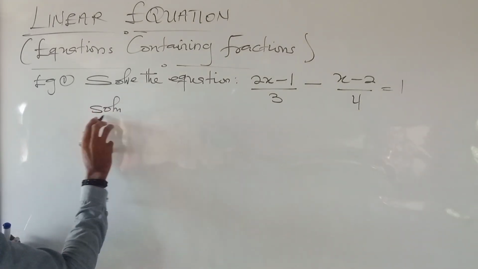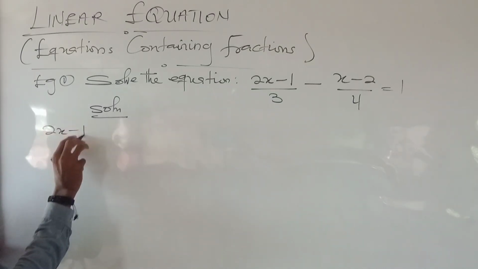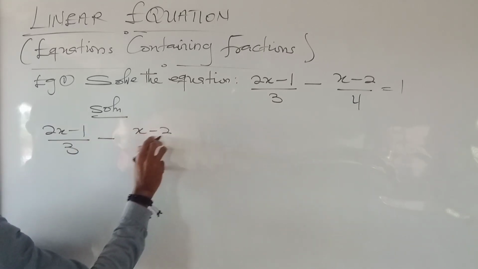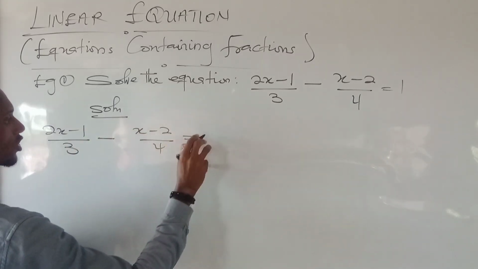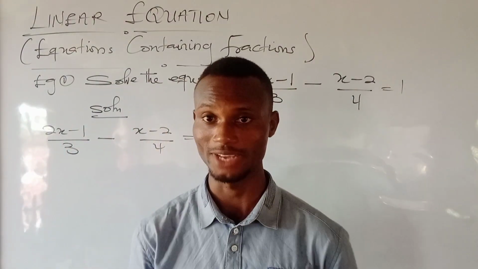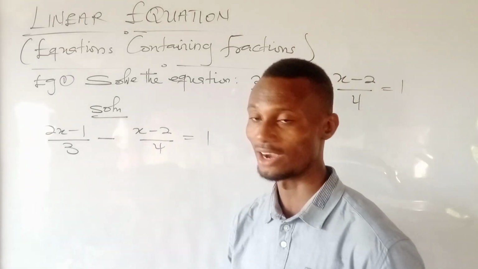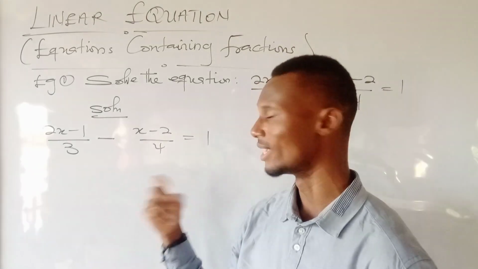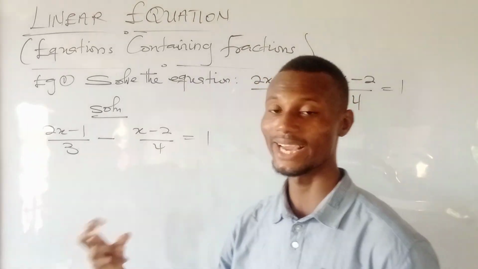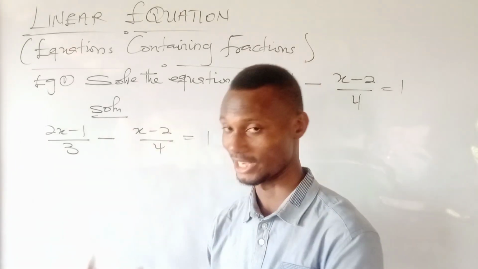So my solution is here. The question is (2s minus 1) over 3 minus (s minus 2) over 4 equals 1. We have to solve for this equation. As I've explained, we have to multiply through by the LCM, and how to get the LCM is to use the denominators. The denominators here are 3 and 4. So the LCM for 3 and 4 is 12. I hope you agree with me. It's 12.